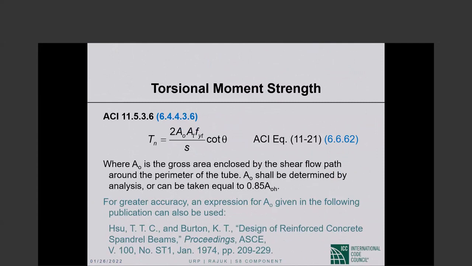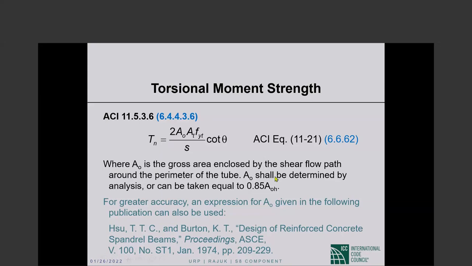Now, the torsional strength, T sub n, remember we have to have phi times T sub n larger than or equal to T sub u. What is T sub n? Given by this expression. And I will show you a bit of a derivation in a couple of slides. So T sub n is twice A sub 0. A sub 0, remember, is the area within the shear flow path, the gross area enclosed by the shear flow path around the perimeter.